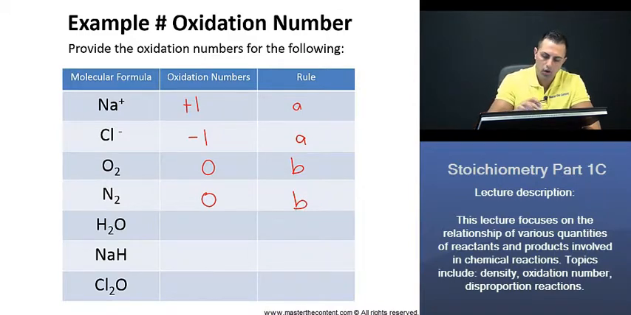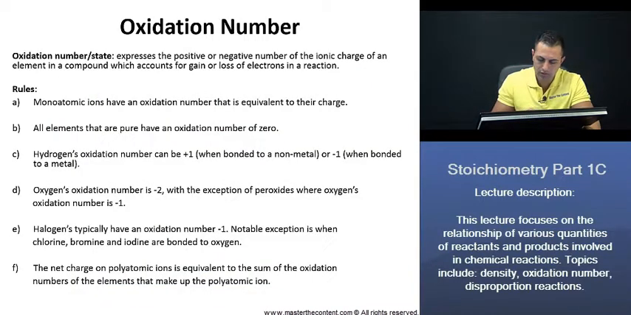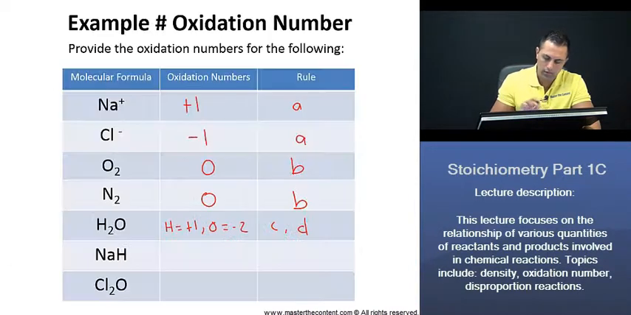Now, looking at water, the hydrogen is going to have an oxidation number of +1, and oxygen is going to have an oxidation number of -2, and that's because of rules C and D. If we recall, rule C says hydrogen's oxidation number is +1 when bonded to a non-metal, and oxygen's oxidation number is -2.